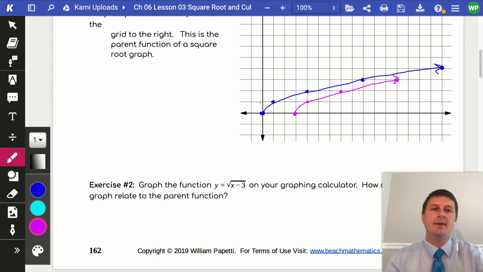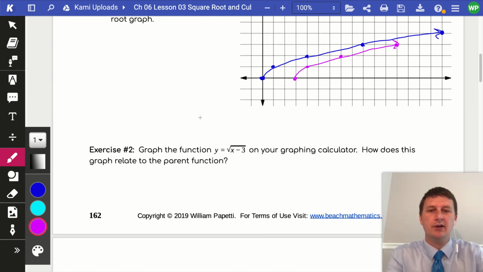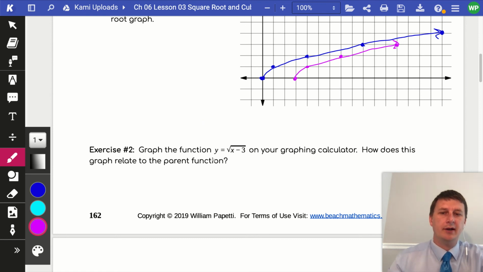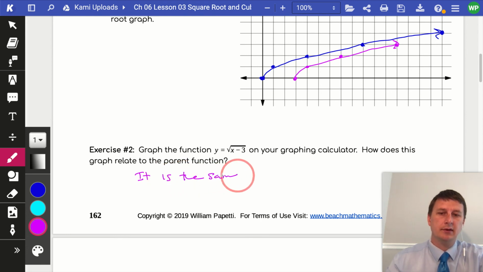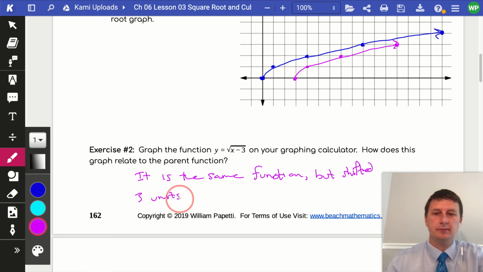You'll notice it's the same graph. It looks a little bit different. And the way that it looks different is because now our starting point is 3 units to the right of the vertex here, the starting point of the parent function. So how does this graph relate to the parent function? Well, it's shifted. It is the same function, but shifted 3 units right.